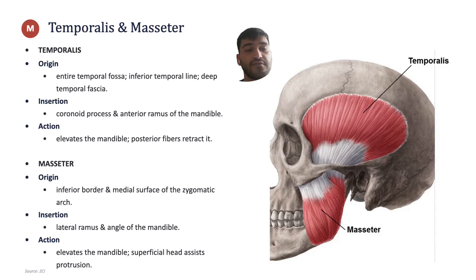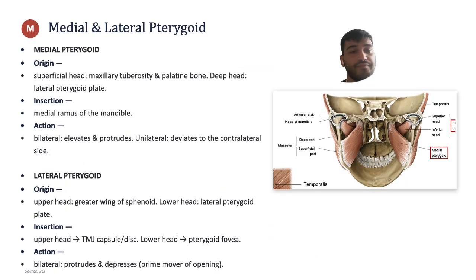And then for the masseter, the origin is the inferior border and medial surface of the zygomatic arch. So like right here. And then the insertion is the lateral ramus and the angle of the mandible. That's where a lot of people's jaws hurt. And then the action is to elevate the mandible, and the superficial head assists protrusion. So main function here is obviously closing.